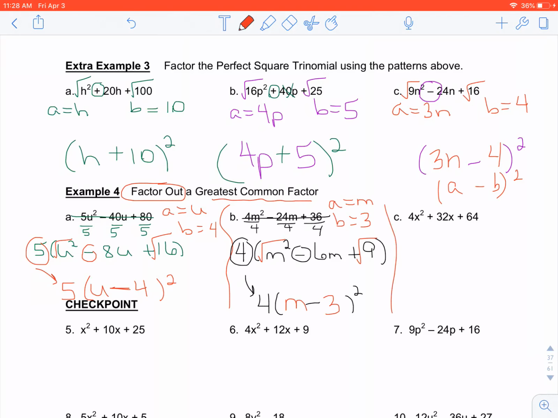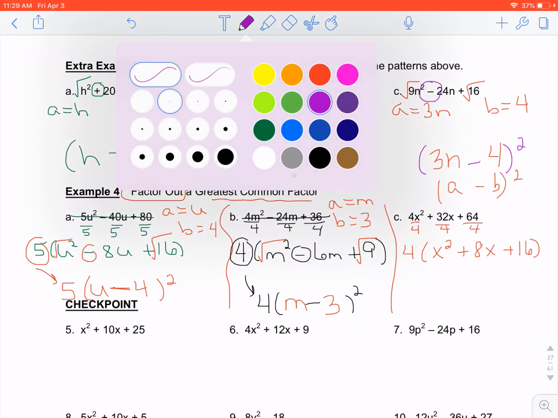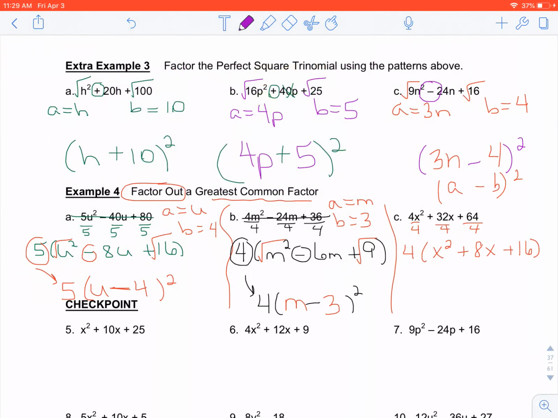All right, one more here. Letter C. GCF. We have a 4, a 32, and a 64. I think those guys are divisible by 4 again. So writing the 4 in front, 4 divided by 4 just gives us x squared. 32 divided by 4 is 8. 64 divided by 4 is 16. Use your calculator. Let it be your friend to help you with these problems.